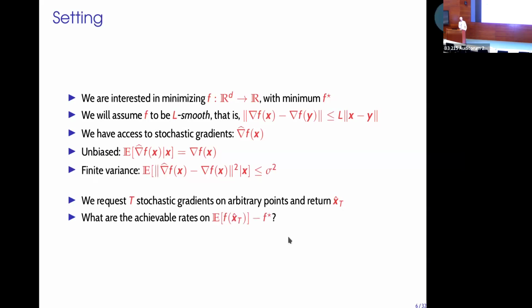So the question is, what is the best rate that you can achieve on the suboptimality gap here, that is defined as the expectation of f at the point that you returned minus the minimum? What is the best that you can achieve? Of course, like this, I don't assume anything else. In general, this problem is NP-hard, so we will assume a little bit more about these functions because, again, these are non-convex.